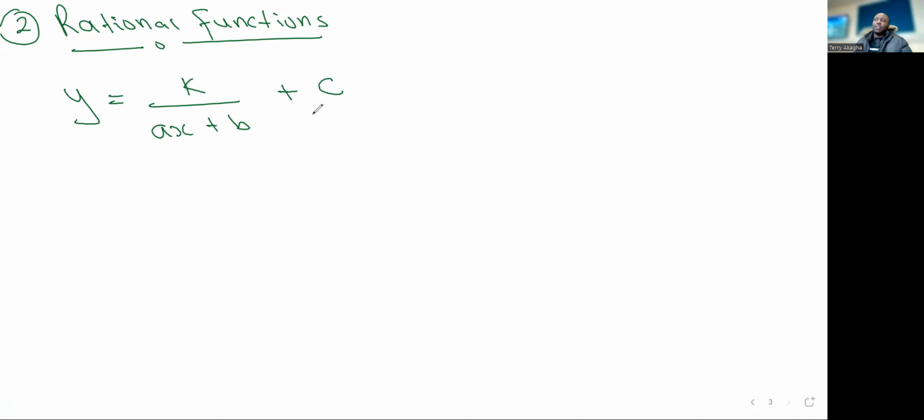If you remember, when we talked about the domain for this, we know that ax plus b cannot be 0, therefore the denominator can never be 0. Depending on the question, the range could be any real numbers, but the range for sure is that y will never be equal to c, because k over ax plus b can never be 0. Because this whole fraction can never be 0, y will never be equal to c.